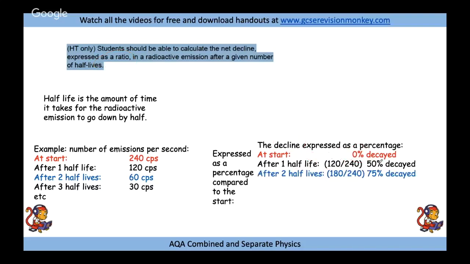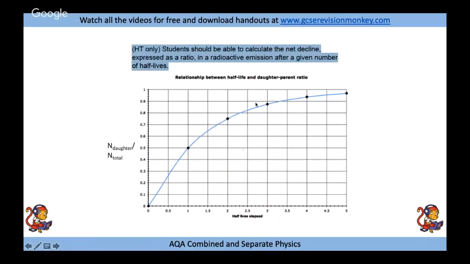So let's get rid of that. After two half-lives, now after one half-life, there was 120 left, and that 120 left has decayed again, meaning 180 have now decayed. So that is showing our net decline. That's what we've lost, meaning 75% have decayed. And then again, 210 out of 240, etc. Okay, so this is us just expressing our net decline, as in how much it has gone down compared to the original.